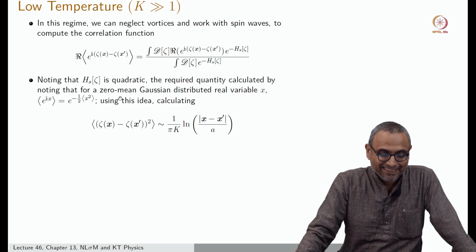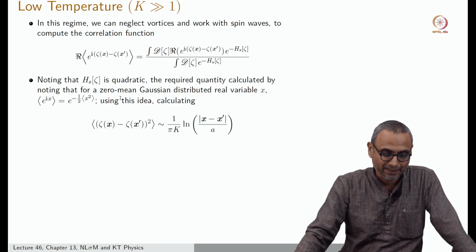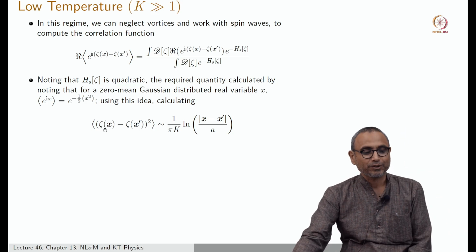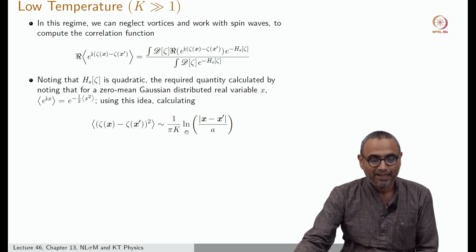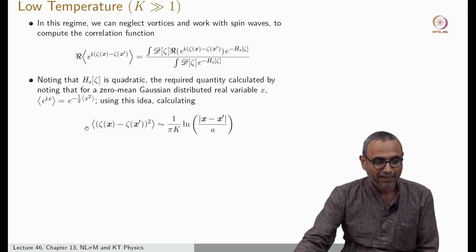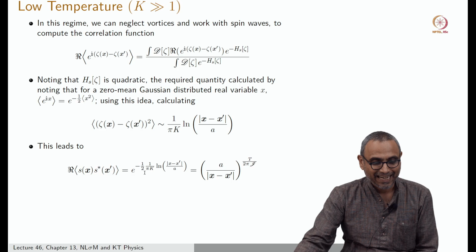So you use that idea, and after a bit of calculation, I am not showing you all the details because it will take us a bit of time to show all the nitty-gritties, but please work this out yourself. You will be able to show that this quantity, which is what I need to compute this, goes as 1 by pi k log of x minus x prime by a, right? This is what I will find. So now what is the expectation value of this? It will be e to the minus 1/2 of square of this. So when I do that, I will end up getting this result. Just stick it in here, and you will see an extremely beautiful result.